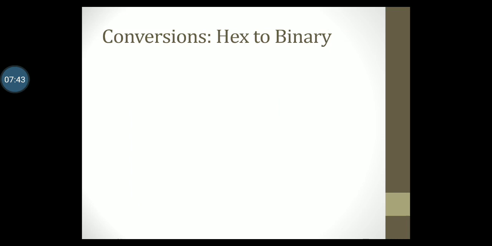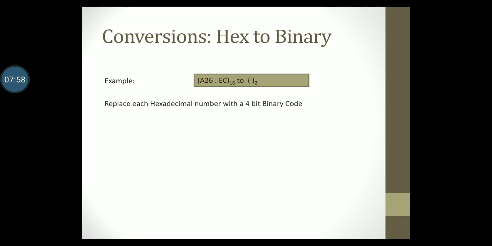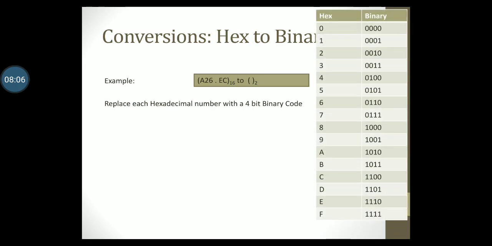Let us now look at hexadecimal to binary conversion. Take an example. Given the hexadecimal number A26.EC converted to binary. This technique is very easy provided you remember the 4-bit binary code for hexadecimal numbers. Recollect the table that I had shown you in the previous video on hex numbers. So let us start with converting.